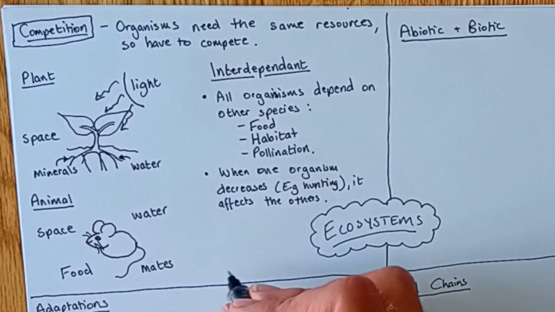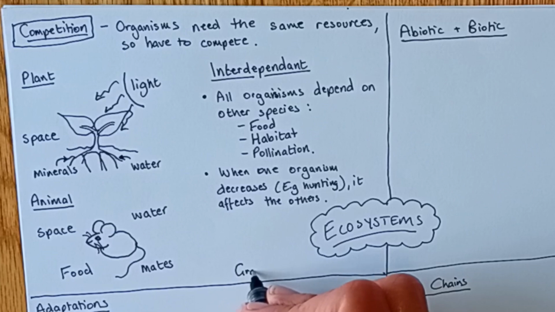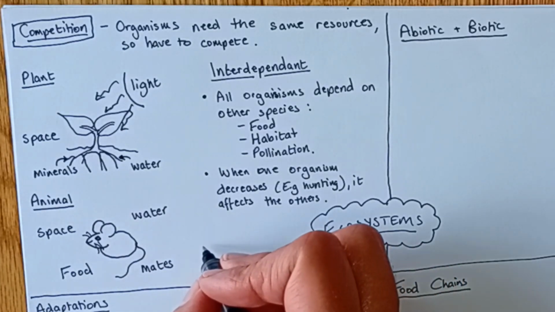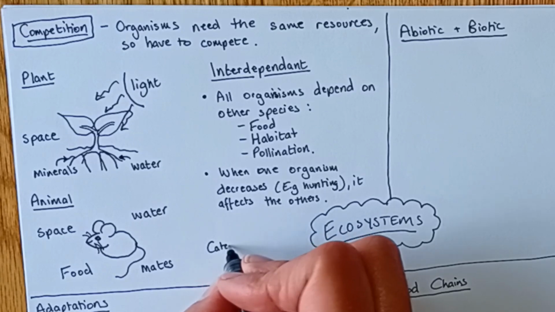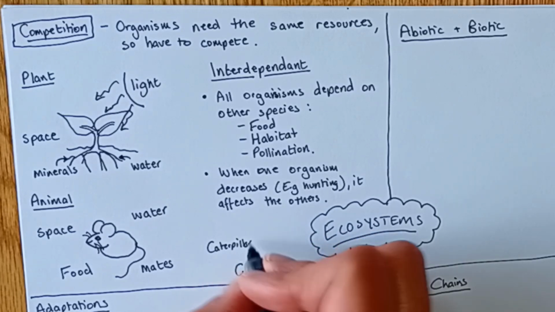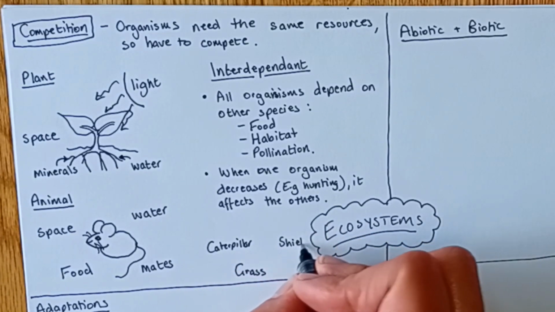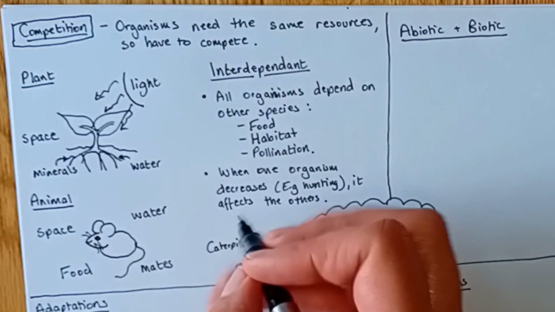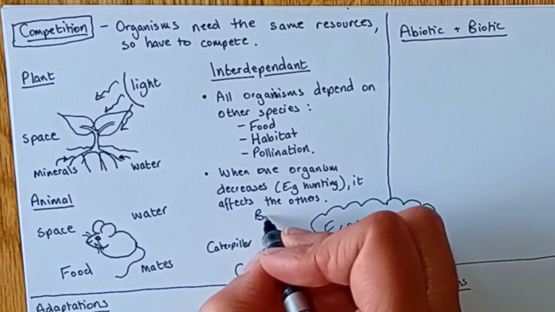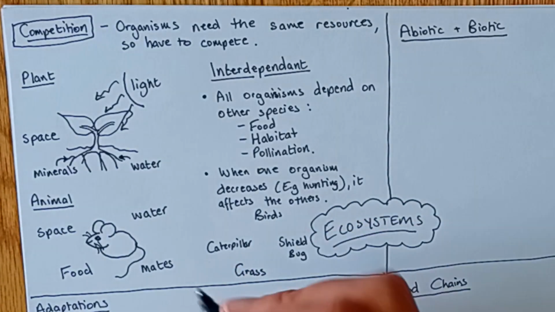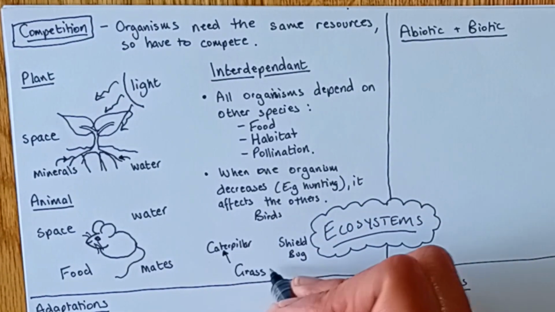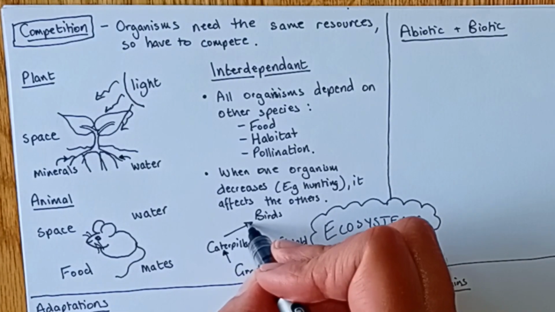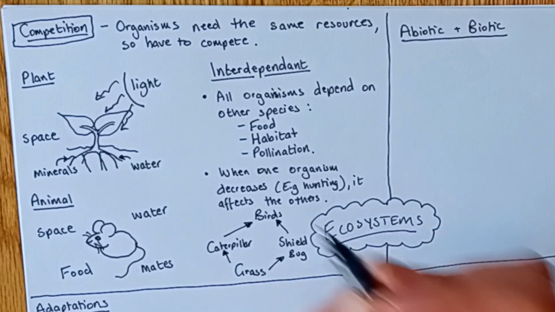So, for example, in this interdependent simple food web, we've got grass, the producer at the bottom. We've got two primary consumers, a caterpillar and a shield bug. Shield bug is just a type of insect. And both the caterpillar and shield bug are eaten by birds. So the food web shows the energy going up from the producer to the primary consumers and from the primary consumers to the secondary consumer.